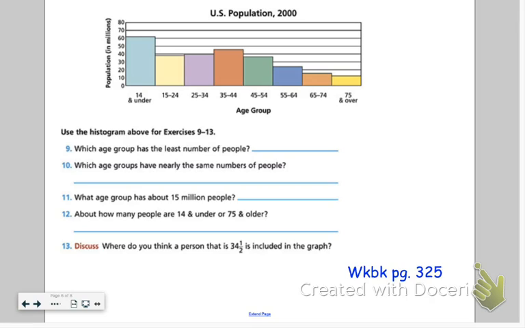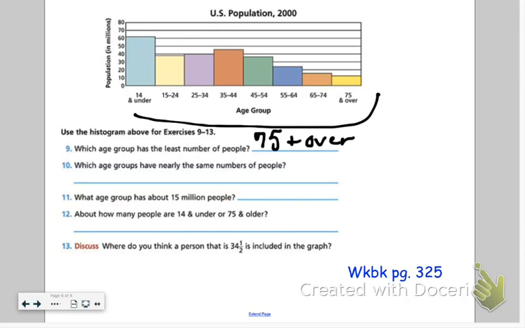Okay. Look at the bottom, number 9. Which age group has the least number of people? So in this case, you want to look at the intervals because those are your age groups. Age groups are down here. It looks like the least number of people is the 75 and over group.